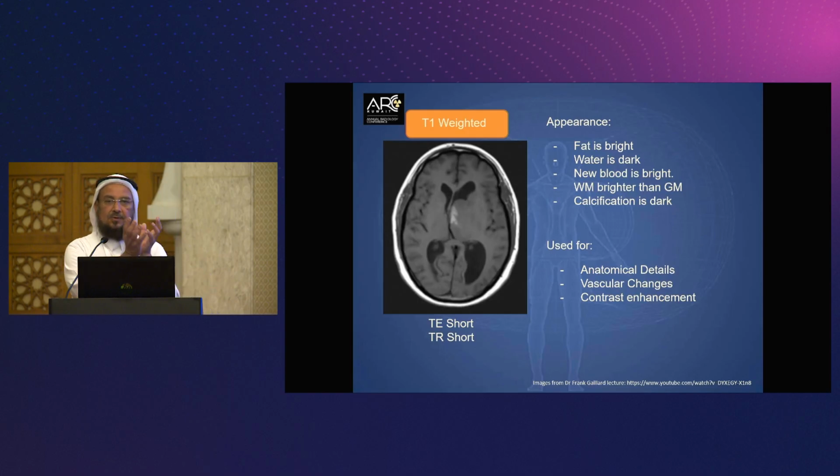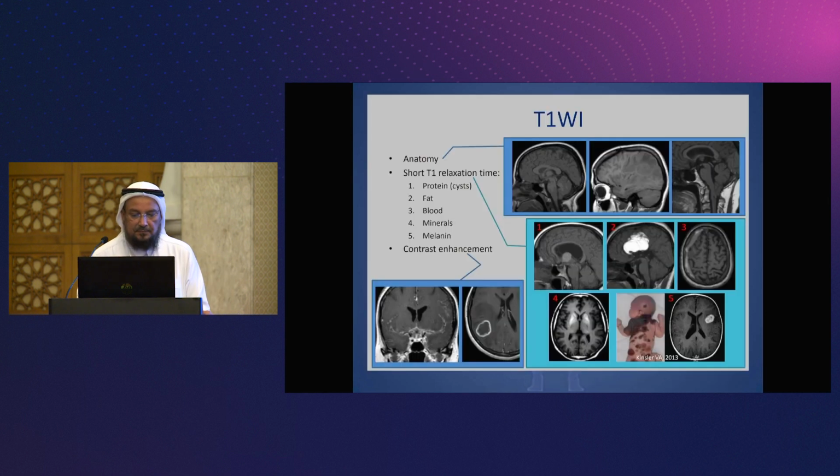We said it is a mix of characteristics, T1, T2, and proton density. If there's no protons, there's no signal. So it will appear black in the image. It is used for anatomical details, vascular changes, also contrast enhancement. That's an example of how T1 images or anatomy will appear in T1 weighted images.